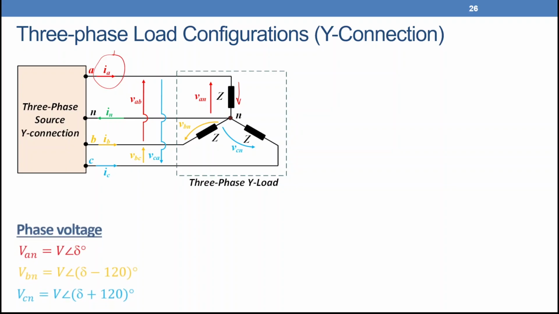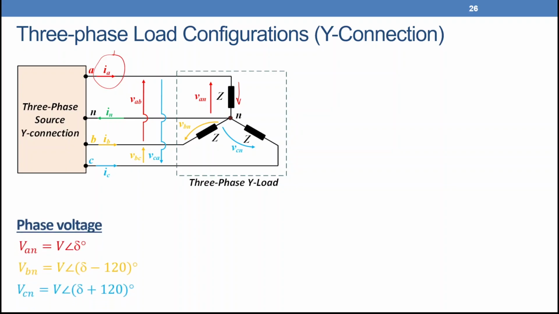So we can write the voltages as VAN equals V angle delta. Any angle is not necessary to be 0. So VBN is shifted 120 degrees from this angle. So V angle delta minus 120, and VCN equals V angle delta plus 120.